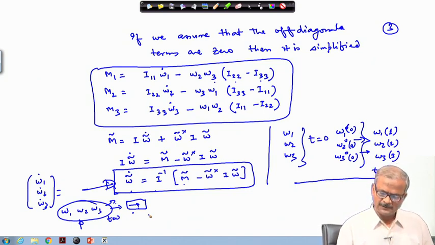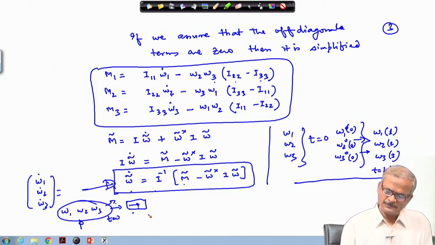Okay, so, we have discussed the Euler's dynamical equation. Now, we need to also discuss a little bit about the inertia matrix.